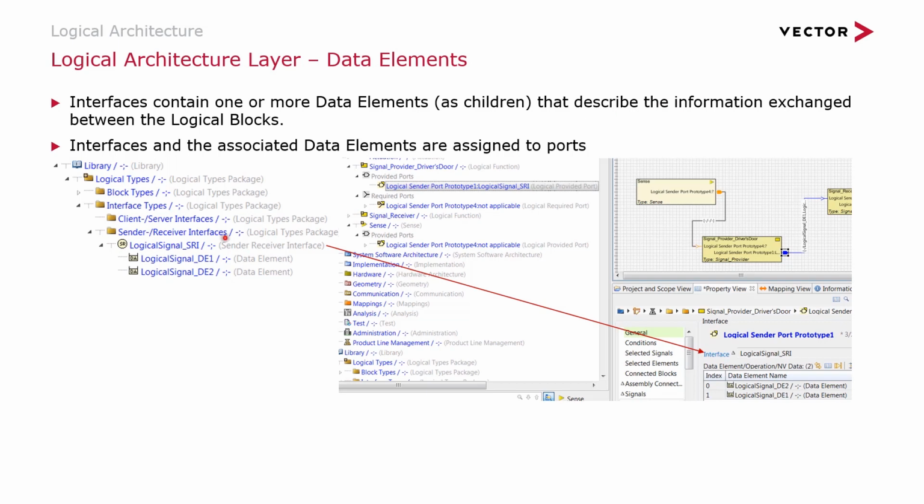So in this case, you can see in the tree we've got a logical signal sender-receiver interface. That's just my sort of nomenclature that I apply. And it's probably not a bad idea to develop a nomenclature of your own so that you can understand what you're looking at relatively simply just by these suffixes. And so that logical signal sender-receiver interface has two data elements that are a part of that interface.